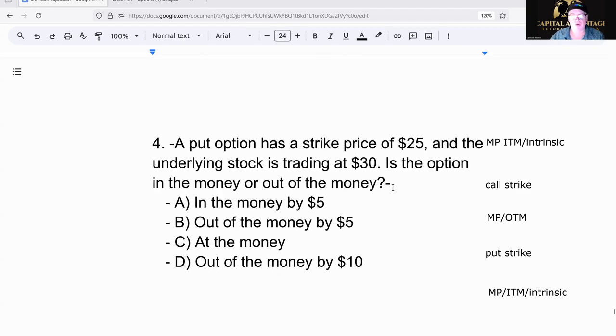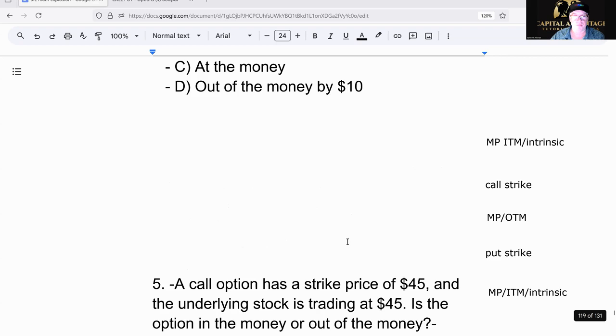A put option is a strike price of 25 and the underlying stock is 30. So the market price is above it. It's doing the put, market price is above, so it's out of the money by 5. Here's the rule: if it's above a put, it's out of the money. If it's below a call, it's out of the money. If it's above a call, it's in the money. If it's below the put, it's in.